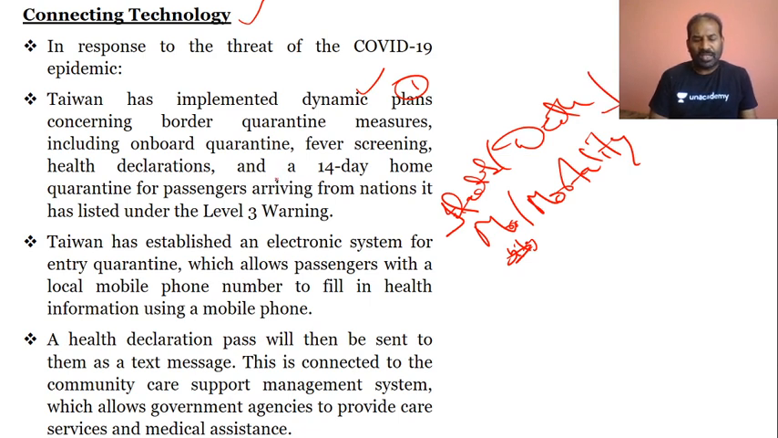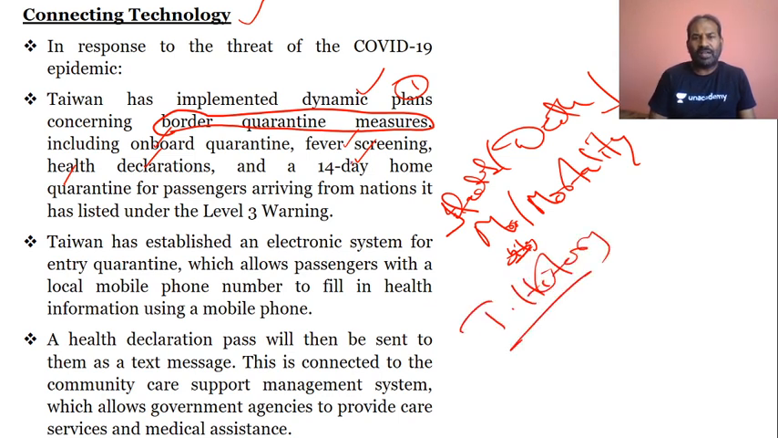They have implemented the dynamic plans concerning the border quarantine measure. This is very important again. They have gone ahead with onboard quarantine itself, and border quarantine measures. How? Again, onboard screening, health declaration, and a 14-day home quarantine for passengers arriving from nations, that is, whoever has the travel history has to go through a 14-day quarantine, arriving from nations under the level 3 warning system.